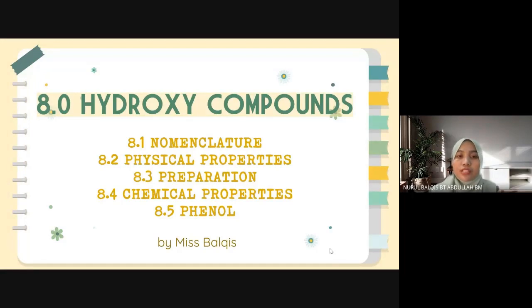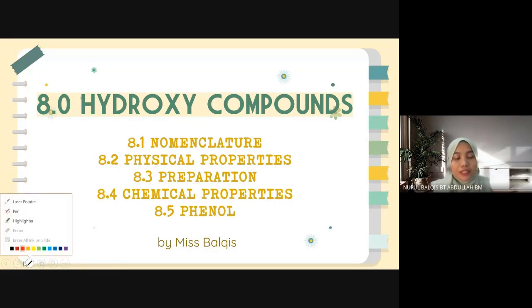So bila sebut preparations of alcohol ni, we want to prepare the alcohol from other organic compound. Okay, lepas tu kita pun ada chemical properties. This chemical properties is for hydroxy compound. And lastly is for phenol. Okay, for the first 4 subtopics, they will mainly be on aliphatic alcohol. Aliphatic alcohol ni maksudnya alkohol yang open chain dan cyclic structure. Dia bukannya yang aromatic. Okay, starting from 8.5 phenol barulah kita akan tengok yang aromatic.